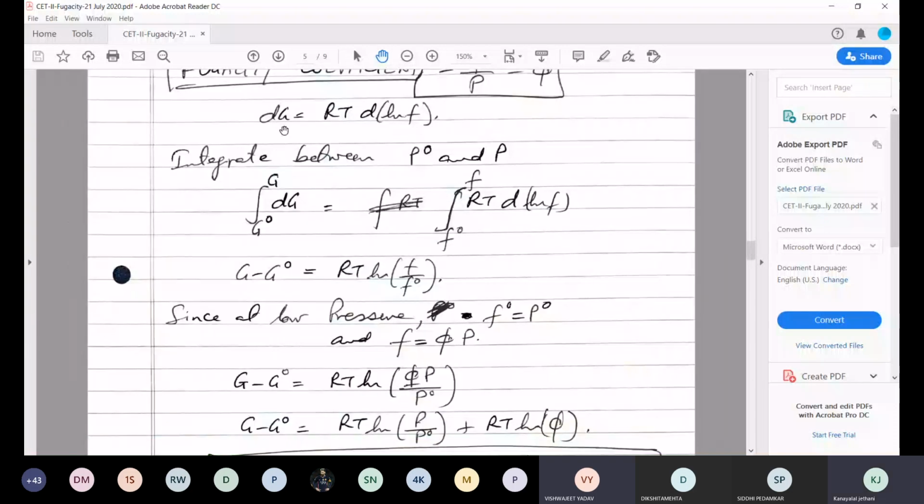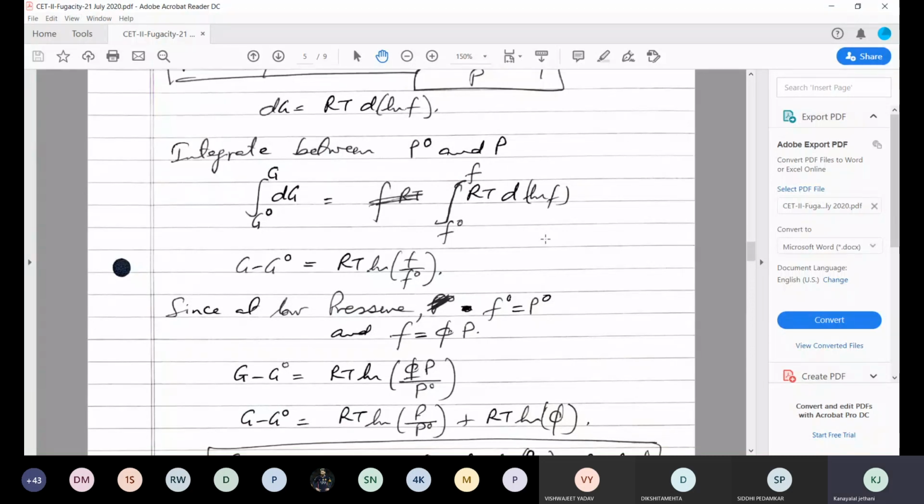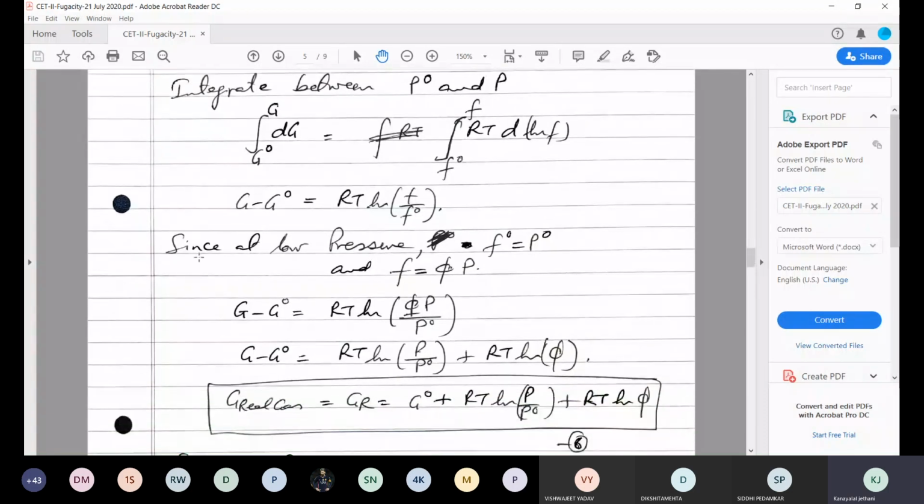Okay, so we have dG equal to RT ln phi. So we integrate from low pressure P0 to P. So what we get is G minus G0 is RT ln F by F0. F0 is fugacity at low pressure and F is the fugacity at actual pressure. So at low pressure we have defined standard state fugacity is equal to pressure, right? So F0 is at low pressure, that is equal to pressure at low pressure. And we also defined fugacity coefficient as F by P. So F is equal to phi into P.